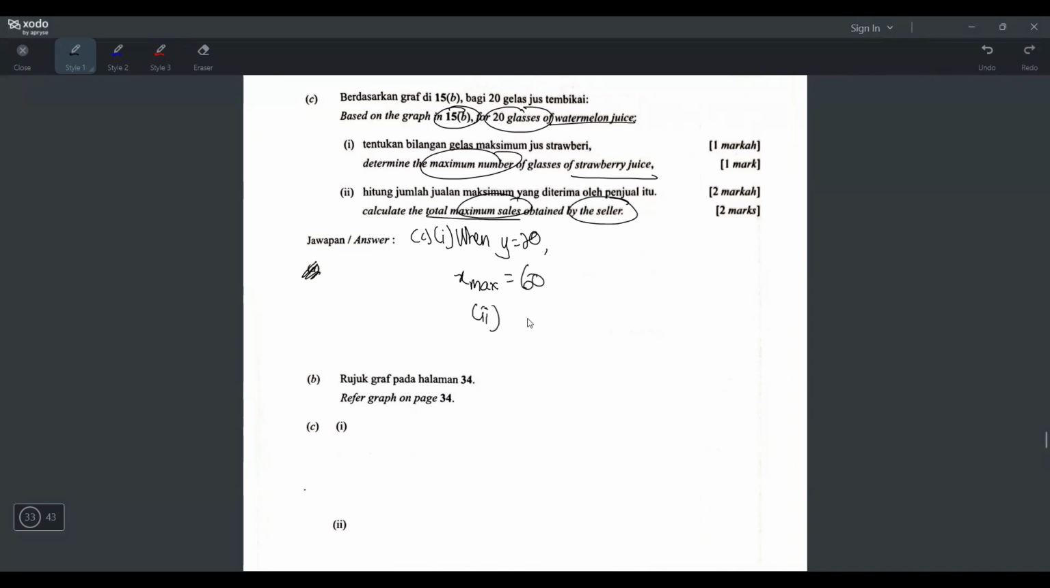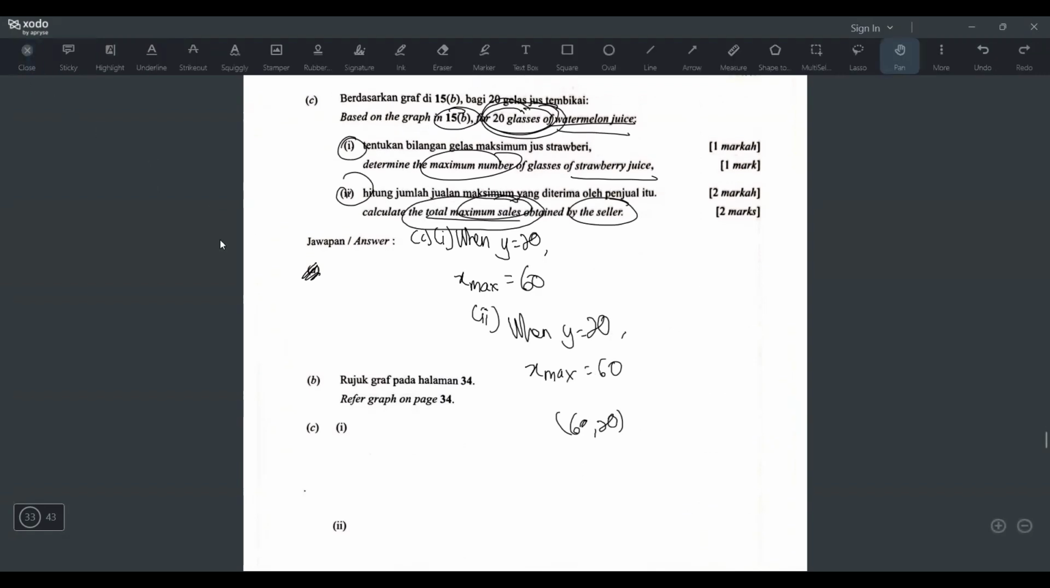Okay, let me think. Maximum total sales. They did mention that 20 glass of watermelon, right? And if you look at how they give the soalan, they give 20 and then only ask 1, 2. It means when we do question 1, we have to use the Y20. When we do question 2 also, we have to use the Y20, right? And we already know Y20, they want to find maximum sale, right? It means we have to use the X maximum also, which is 60. That means the coordinate we will use is 60, 20 to find the total maximum sales.